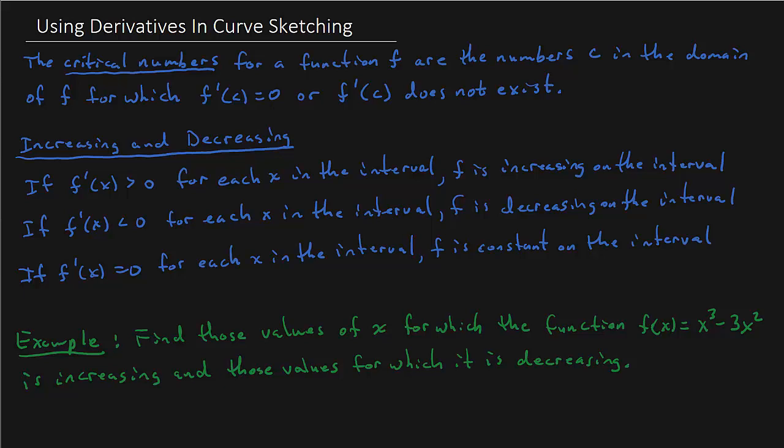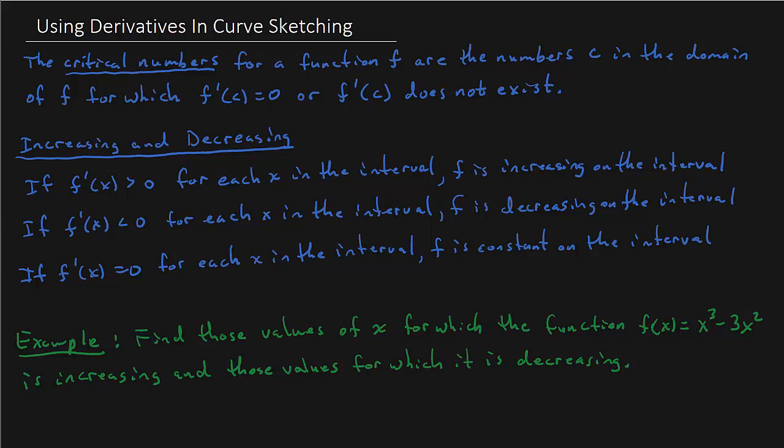All right, so the critical numbers for a function f are the numbers c in the domain of f. That's important there. Okay, c has to be in the domain of the original function, for which f prime of c equals 0 or f prime of c does not exist. So basically, to find a critical number, you take the derivative, set it equal to 0, and solve for x. Also, the critical numbers are where the first derivative is undefined, but it has to be defined in the original function.